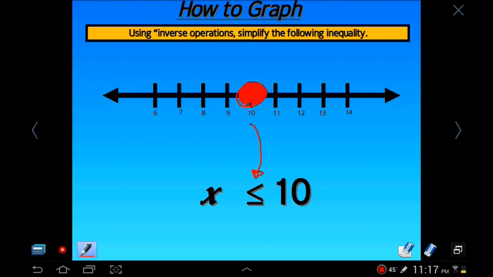And then which way are we going to shade it? Well, this symbol stands for less than or equal to. So numbers to the left of that point 10 is what X represents. So that's what X is right there. X is all those numbers from 10, 9, 8, 7, 6 to negative infinity. In that direction forever and ever.